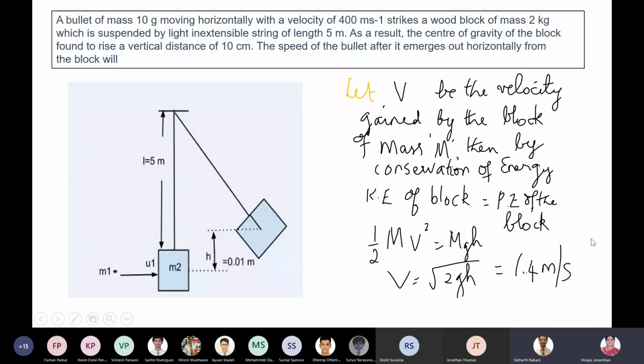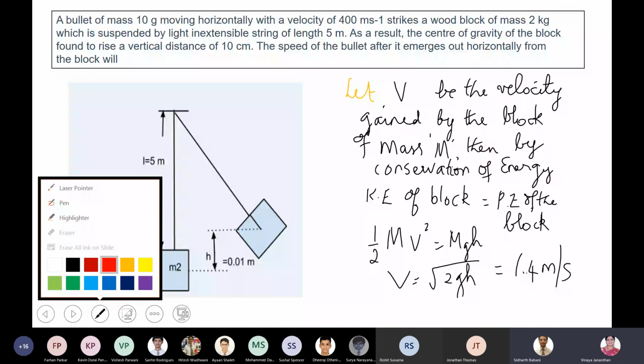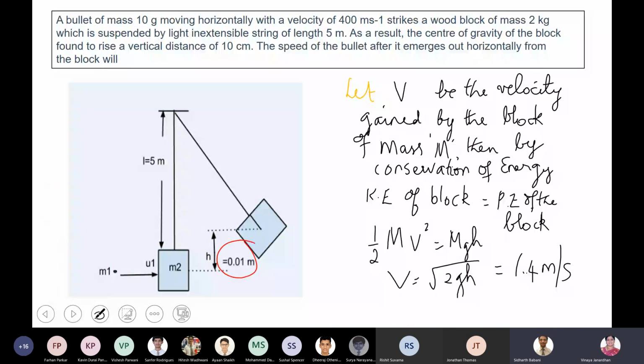In this, 1.4 meter per second is not the correct answer. Wait, one second, boys. There was an error in that question. Here it is 10 centimeter, boys. This height is 0.1, it's 0.1 meter. Do you understand this question?